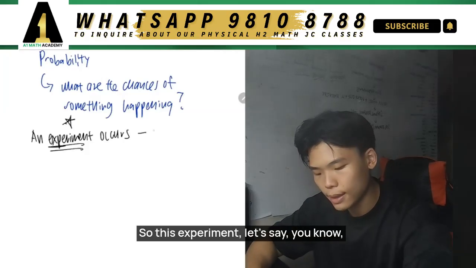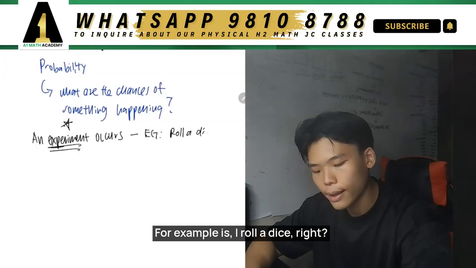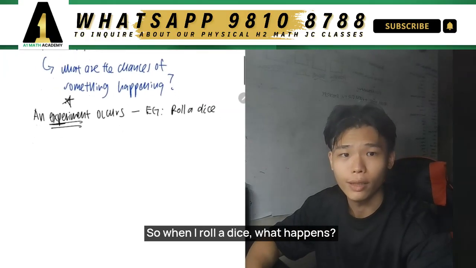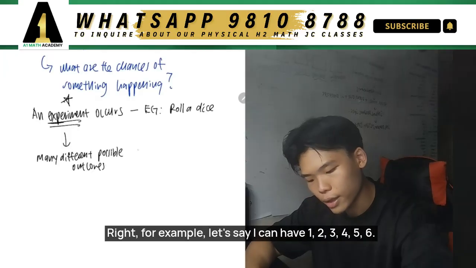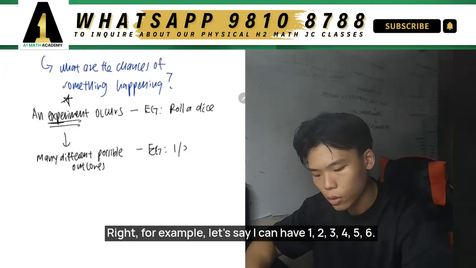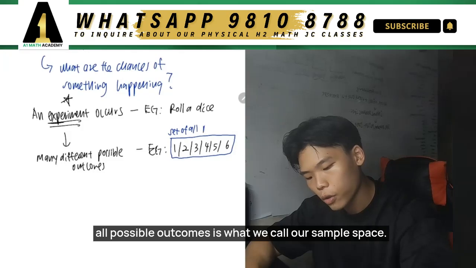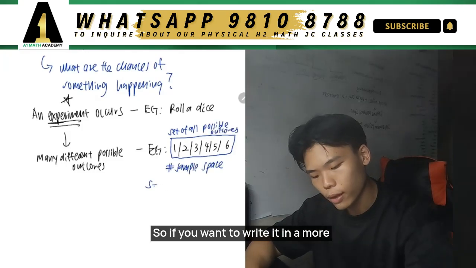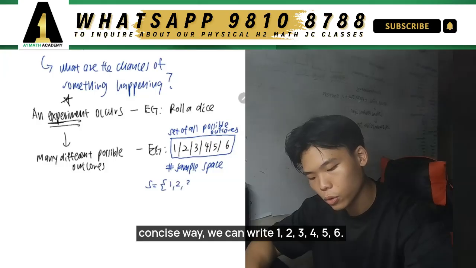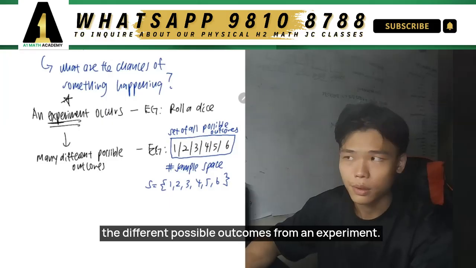So an experiment occurs. This experiment is the first key term. For example, I roll a dice. When I roll a dice, what happens? I will have many different possible outcomes, for example 1, 2, 3, 4, 5, 6. Now, this whole set of all possible outcomes is what we call our sample space. If we want to write it concisely, we can write {1, 2, 3, 4, 5, 6}. So the sample space is the set that contains all the different possible outcomes from an experiment.